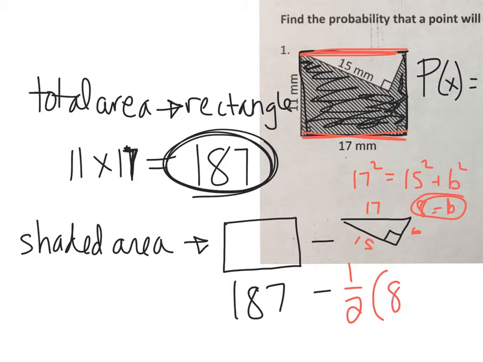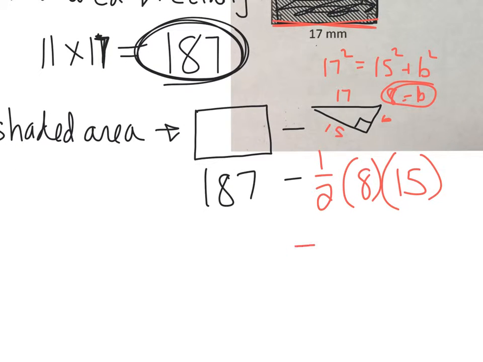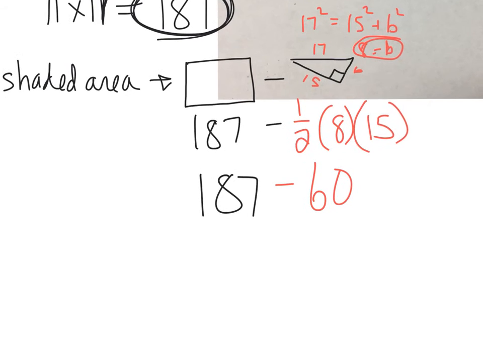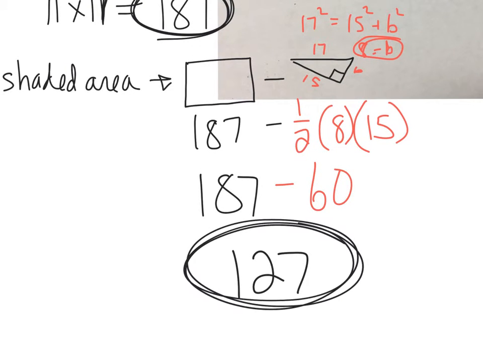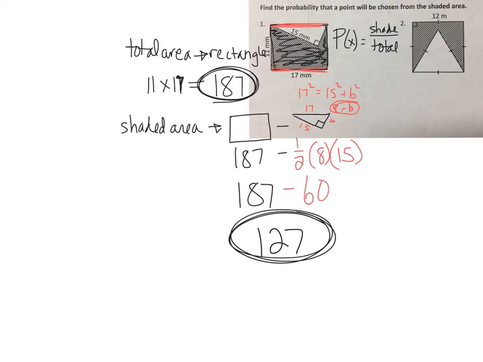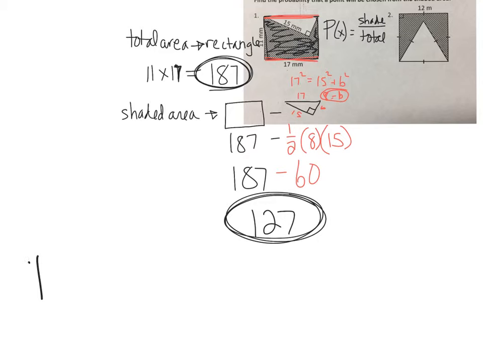So because it's a triangle, 1/2 of base times height, 1/2 of 8 times 15 means we have a triangle area of 60. I hope I did that right. Which means we have a shaded area of 127. So 127 is the area of the shaded region, and 187 is the entire region.